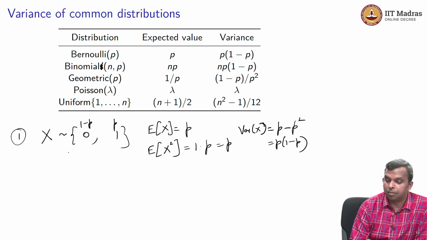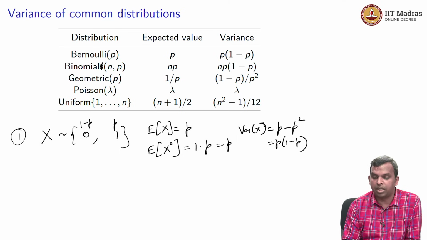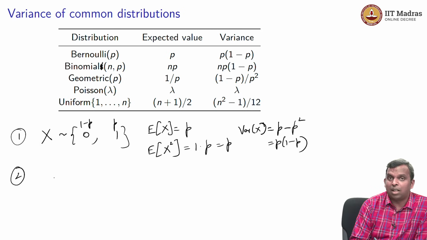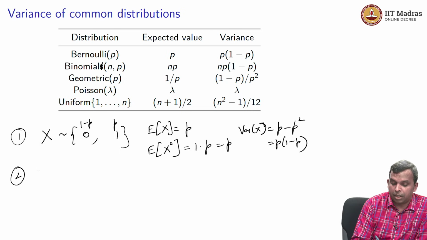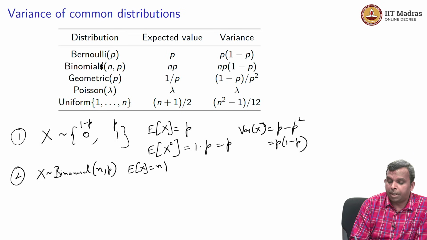This is the first case. Notice how this alternate formula is very nice. Expected value of x squared is very easy. Now for the second one, binomial n, p, if you start calculating, notice what will happen. Supposing x is binomial n, p, this expected value of x we know is np. We found it by two methods, right?